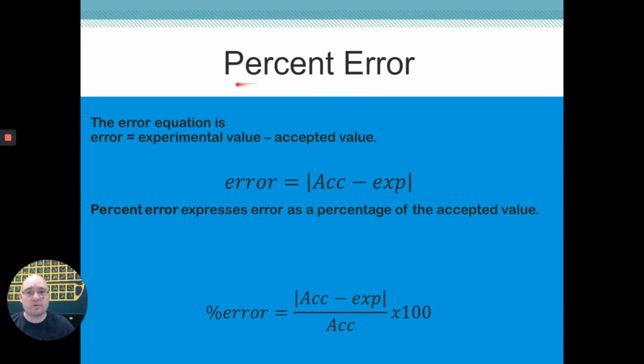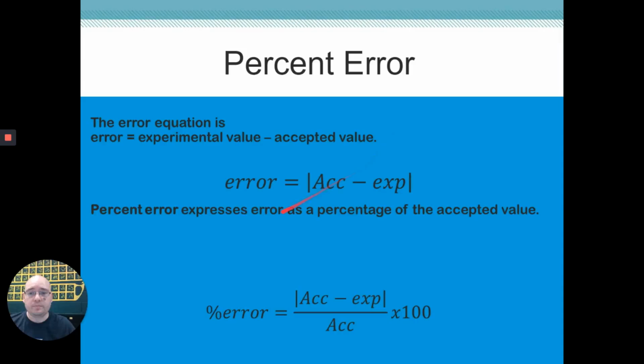So to show error, we use something called percent error, and the error equation is experimental value minus your accepted value. And your experimental value is the value you get while doing your experiment. It's what you measure. The accepted value for most things is something that you're going to look up. In this class, oftentimes our accepted value for things is going to come from the periodic table, which is right here behind me. So our accepted value is what has been accepted by science as the accurate, true value of things.